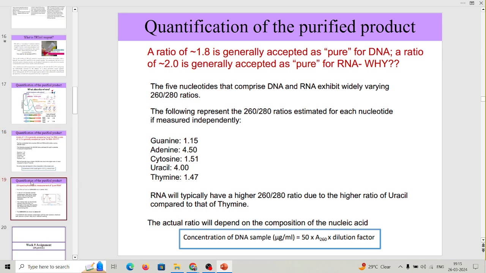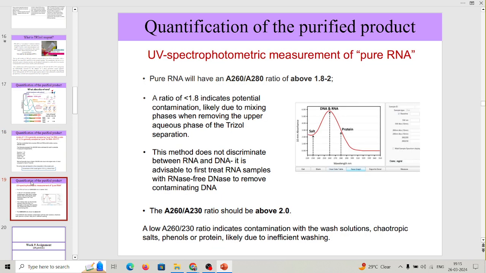Right. So then we will see once again the quantification. So this is the one for salt, and here you will get the yield for DNA and RNA. Here you will get the yield for protein. So pure RNA will give you a ratio of 1.8 to 2. If it is less than that, that will tell you that there is more of buffer contamination, right?